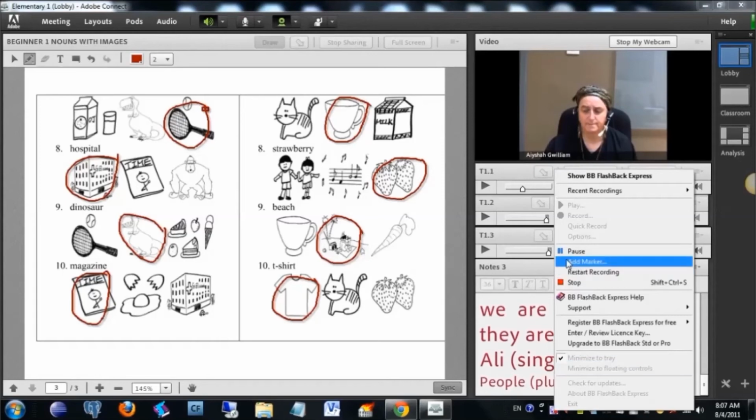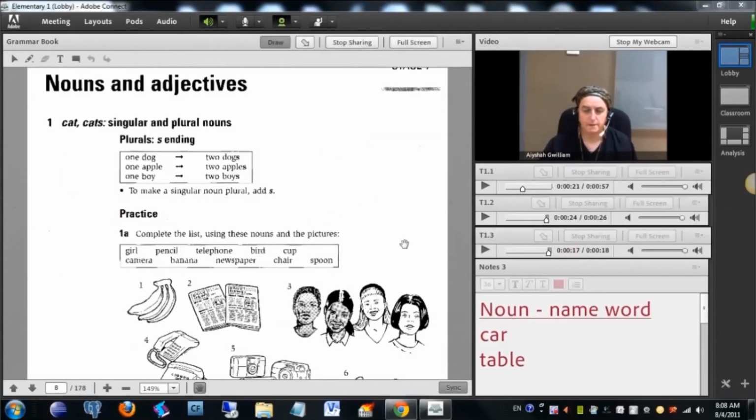I want you to look at another handout you should have. This handout is called Nouns and Adjectives. Today we're going to look again at singular and plural nouns. I want you to remember a noun is a name word, okay? And if we have one noun, like one dog, it's called singular. If it's 2 dogs or more, it's called a plural.